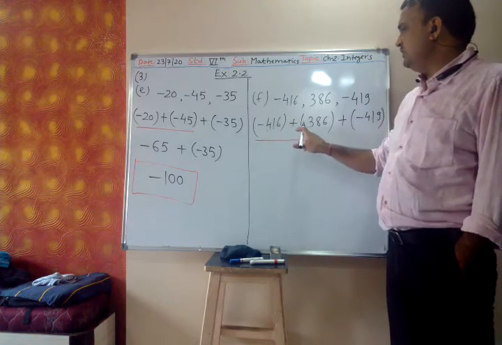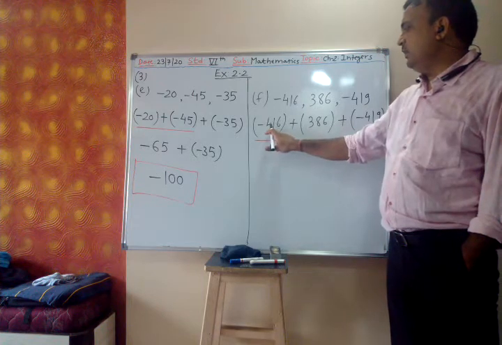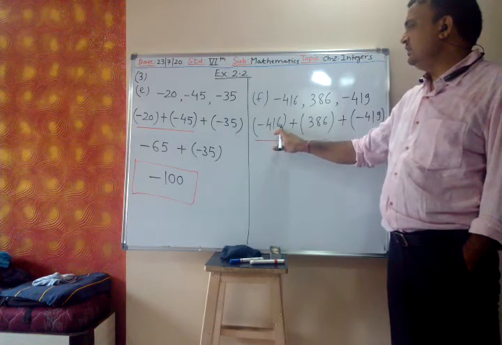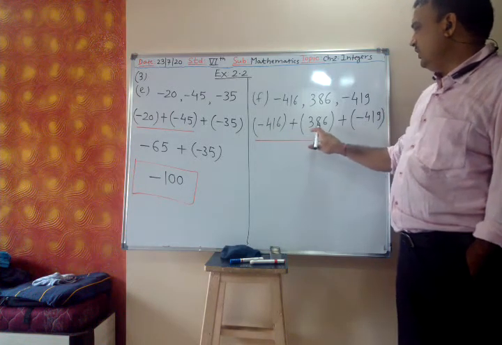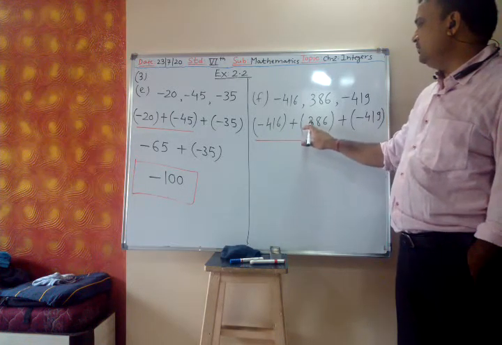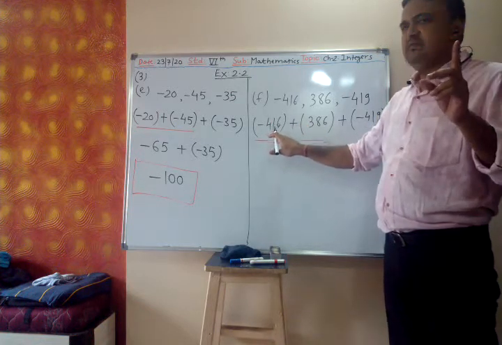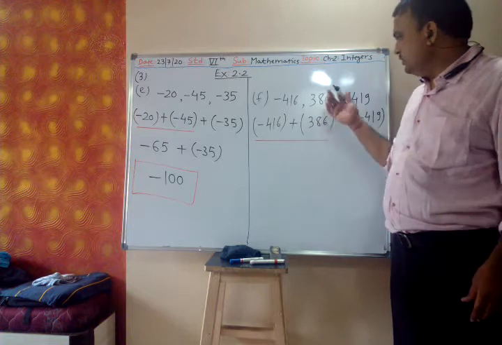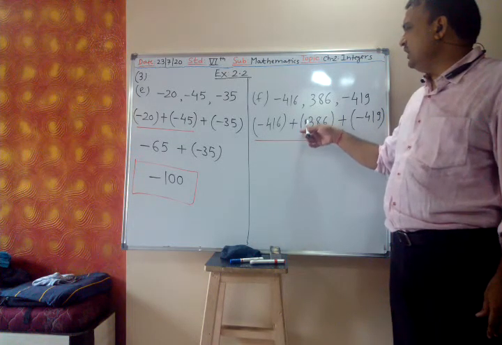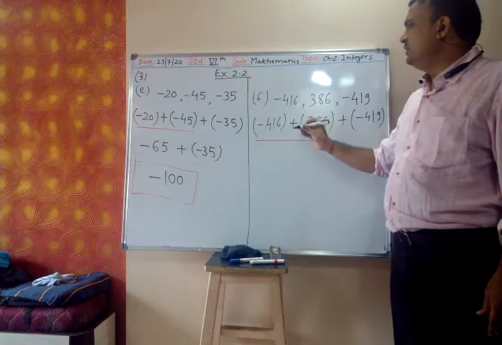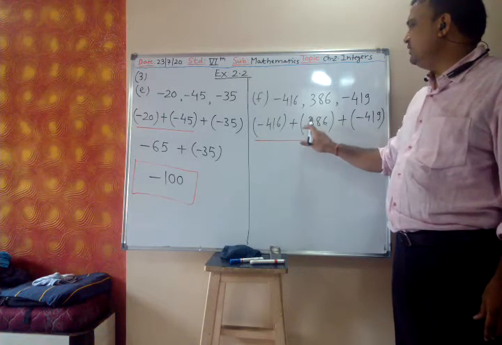Minus 416 plus 386. What is the sign of 416? Minus. What is the sign of 386? Plus. 386 has no sign, which means it is a plus sign. So the sign of 416 is minus and the sign of 386 is plus.